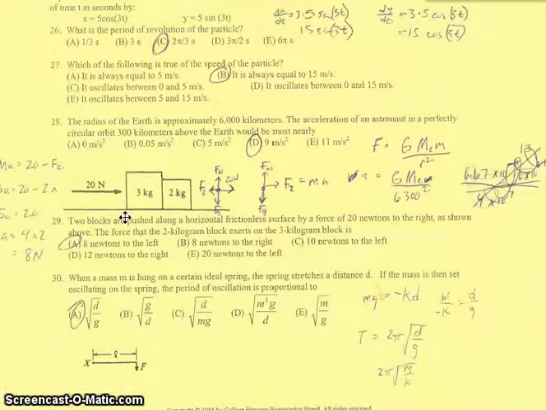28, we've got two objects sliding into each other, and so I did free body diagrams for each of the two objects, and then just looked at how I could solve for that, and that's how I got to 8 newtons. So that one was a kind of straightforward free body diagram problem.